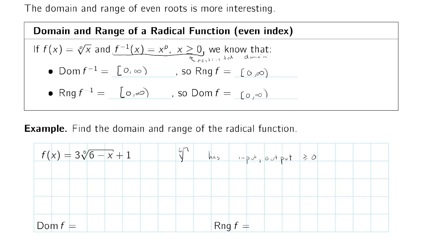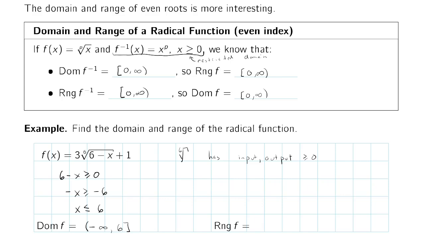So for the domain, we have 6 minus x greater than or equal to 0. So we solve that inequality. We'll subtract 6 on both sides: negative x greater than or equal to negative 6. We'll divide both sides by negative 1, which requires reversing the inequality. So x less than or equal to 6. The domain of this function is x values less than or equal to 6, so negative infinity up to 6, and 6 is included.